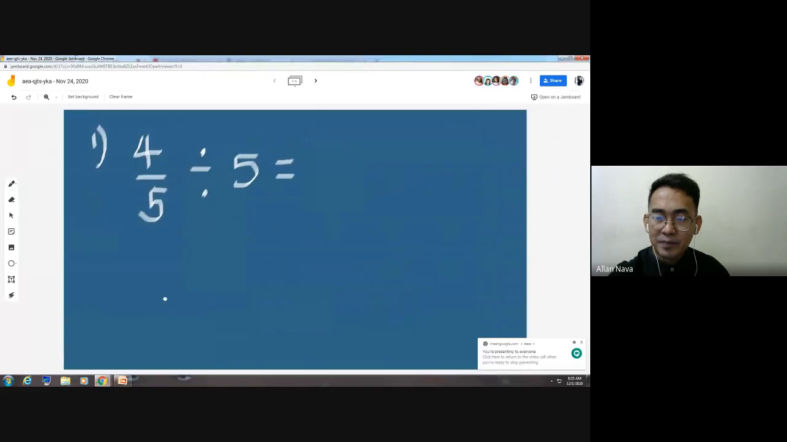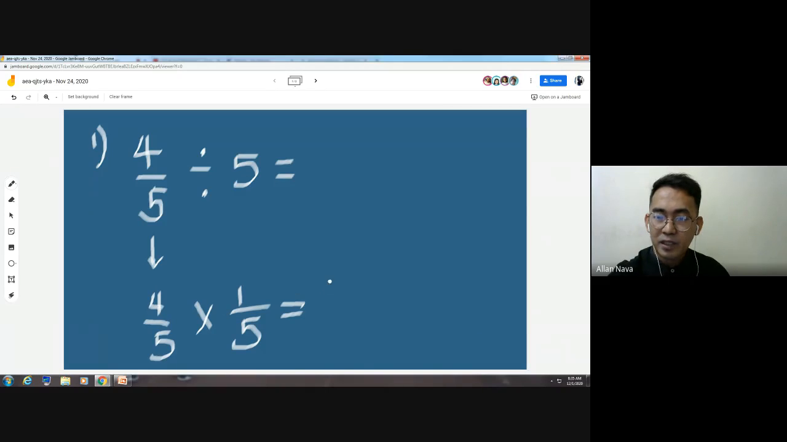Okay, explain natin. So again, this is the rule. Copy. Change the division into multiplication. And then flip 5. Again, reciprocal is same with flip. And then after that, you multiply 4 times 1, that is 4. 5 times 5, that is 25. So the correct answer is 4 over 25. Okay, let's proceed to number 2.